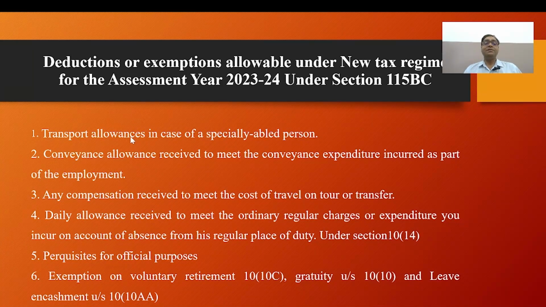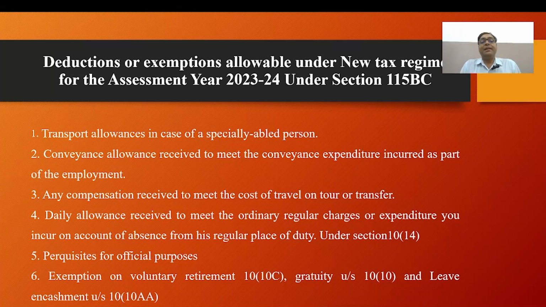Transport allowance is for specially abled persons. This is allowable only to disabled persons. Suppose a person is doing a job and is not physically fit, is physically handicapped, and cannot go to the workplace individually, and another person has to help. Then the allowance will be available.